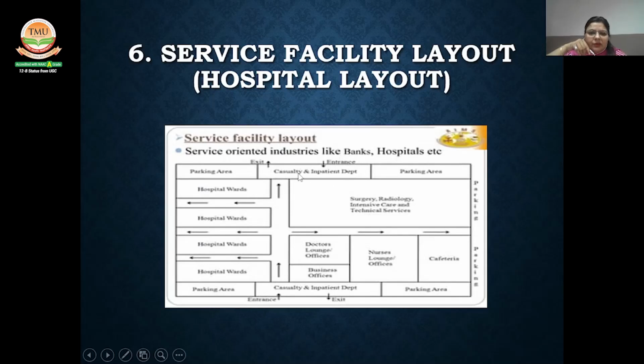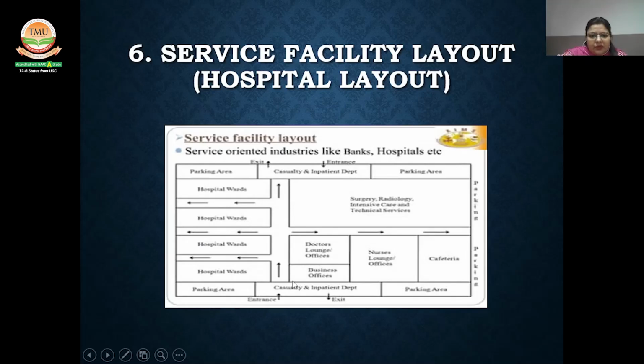After that, you will reach the next level, and this is called the parking area, where you can park your vehicle. And after that, this is a gallery. On the other side of the gallery you will see the hospital wards. On another side you will see the OPD of doctors, and a cafeteria, and a nurses lodge. Another side you can see a radiology room, or surgery, radiologist, or intensive care room. And on the second side you can see there is an emergency room also.